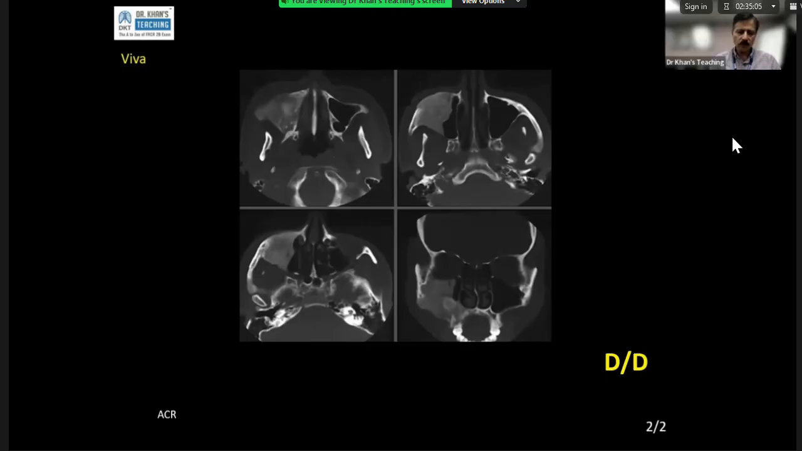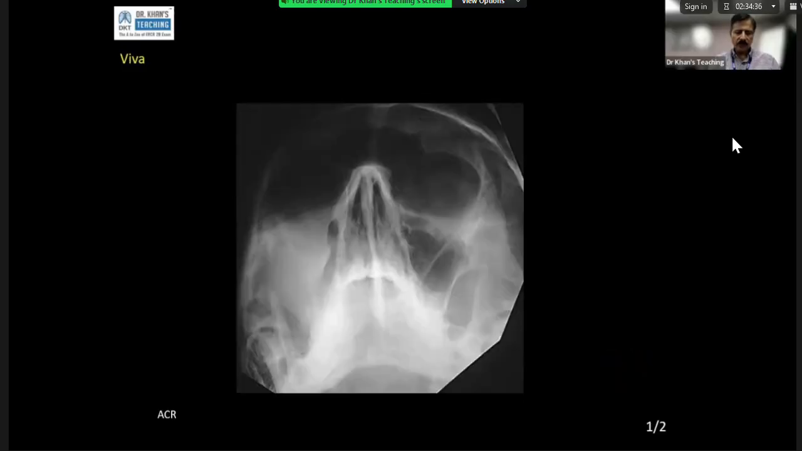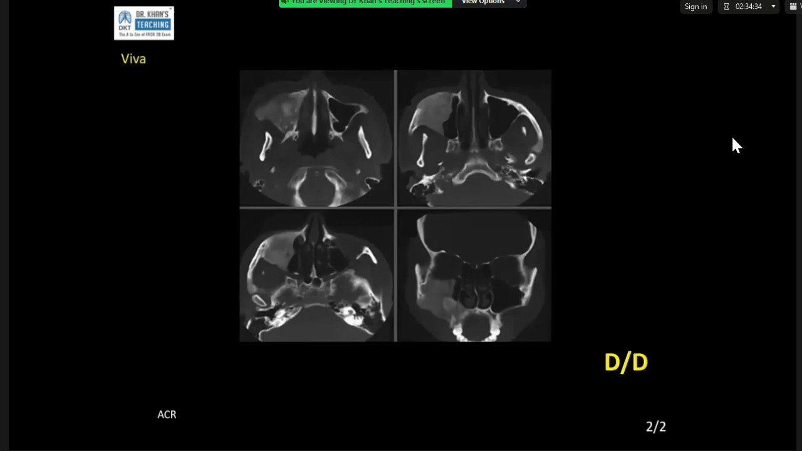Which bone is involved? The maxillary, it's the maxillary sinus, so it's the zygoma. The zygomatic frontal suture is involved here. That's fine, yeah. Well done. Now, this is a case of fibrous dysplasia.